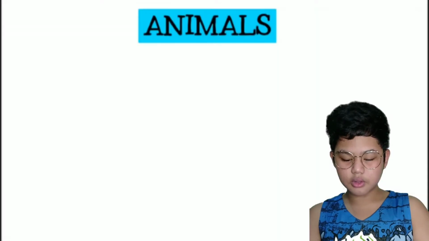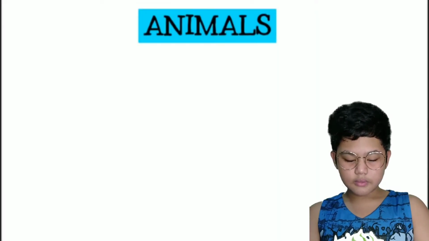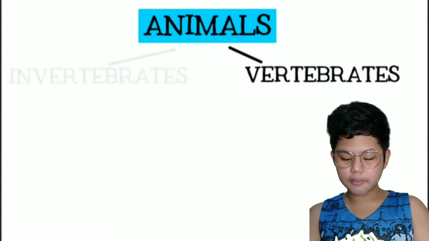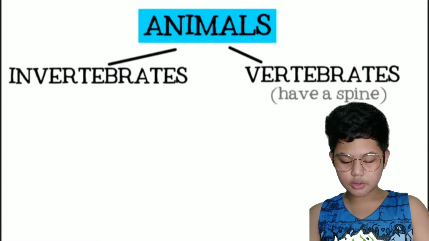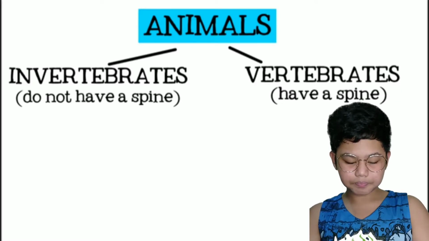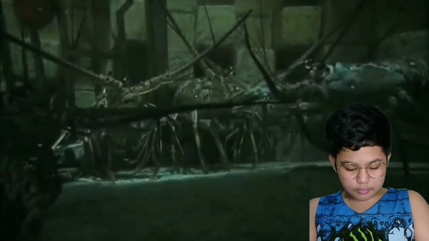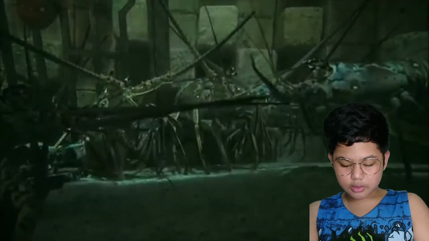that share important characteristics. The two largest groups of animals are vertebrates and invertebrates. Vertebrates are animals that have spines or backbones. Invertebrates are animals that do not have backbones. Most of the animals in the world are invertebrates.